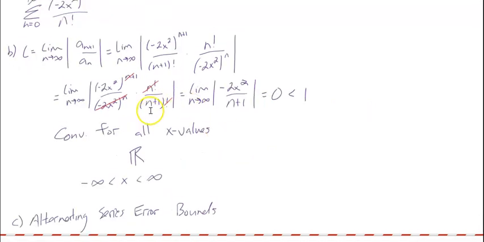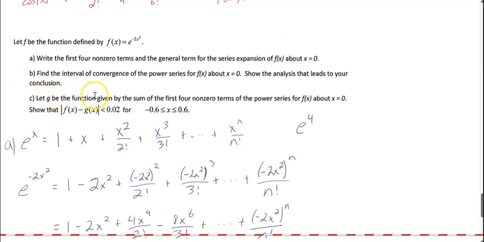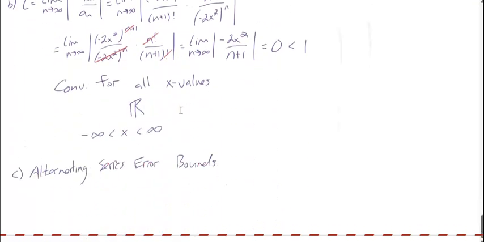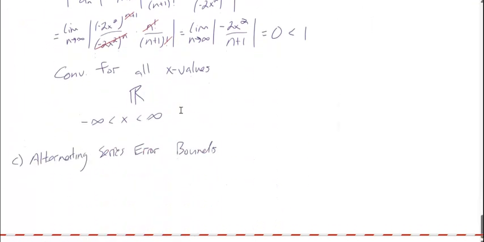I'm going to speed this up to get to part C in. So part C says, let the function g be the first 4 non-zero terms, show that, look, this is f minus g. G is this new function. F is the original. So that is the error between f, the function, and g, the approximation. So we want to show that the error is less than 0.02 for x between negative 0.6 and 0.6. So what we're going to do is use alternating series error bounds.